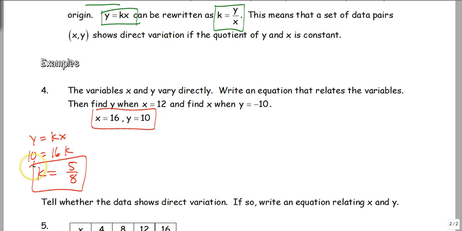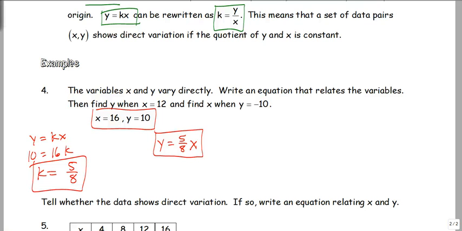Okay. Now, I have my k value. I can go back and write a generic formula. So here's my y equals kx. Now I'm going to say y equals 5/8 x. So it's basically slope-intercept form with a slope of 5/8 with an intercept of 0. Here's my new equation: y equals 5/8 x. And then it says find y when x is 12 and find x when y is negative 10.